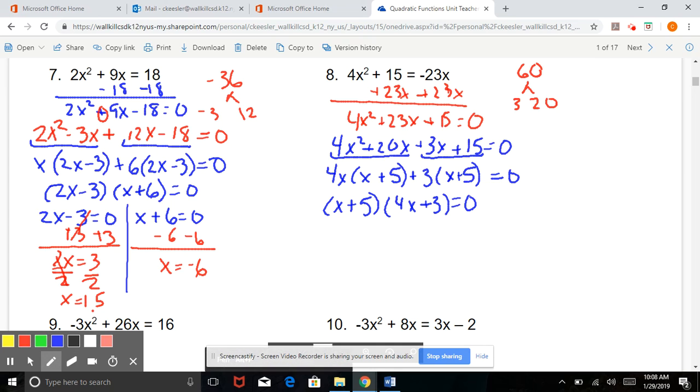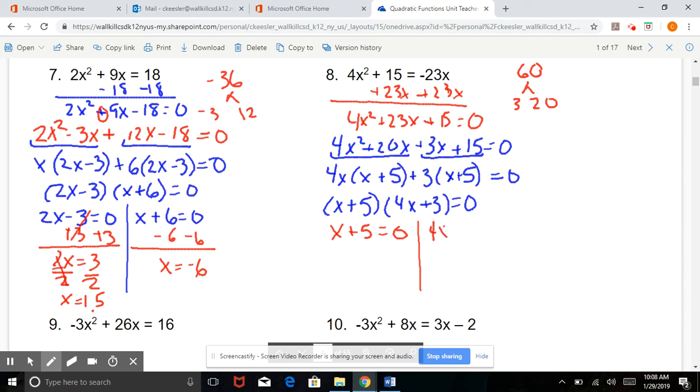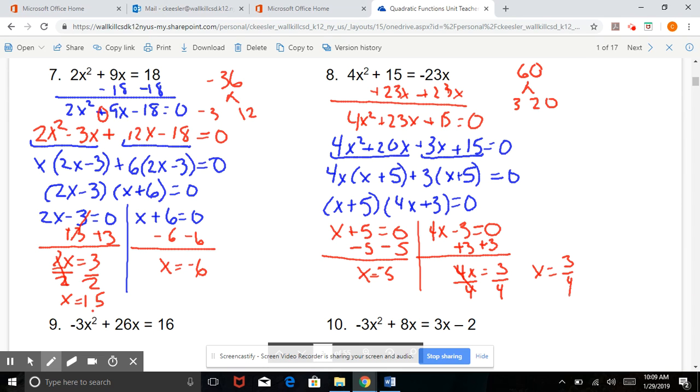And last, we set both of those factors equal to 0 and solve for x. Subtract 5 from both sides. We get x equals negative 5. Add 3, and then divide by 4, and we get x equals 3/4. So our two possible solutions to number 8 are negative 5 and 3/4.